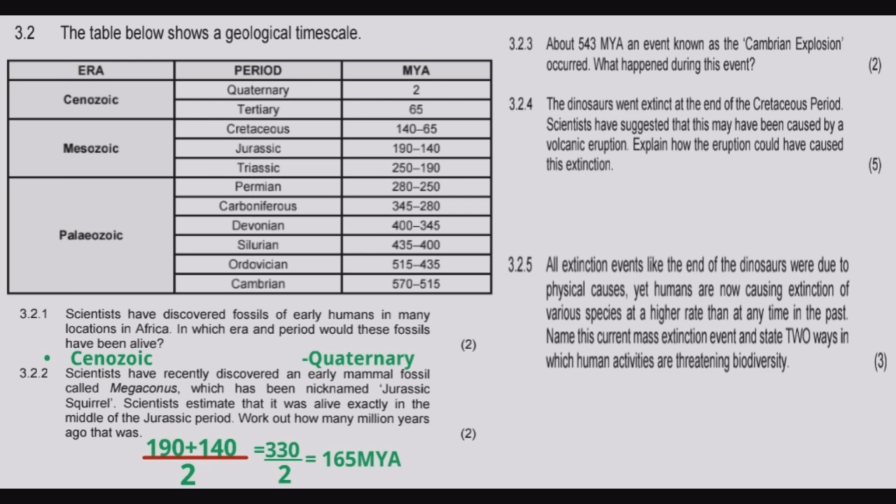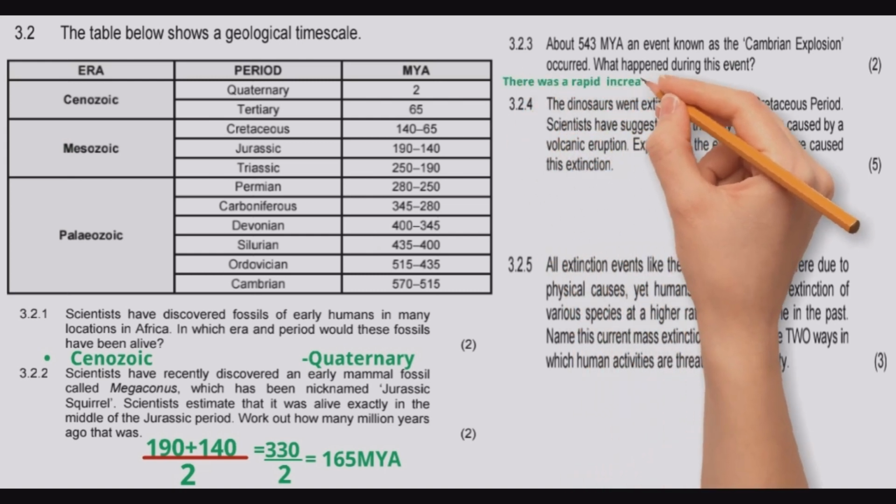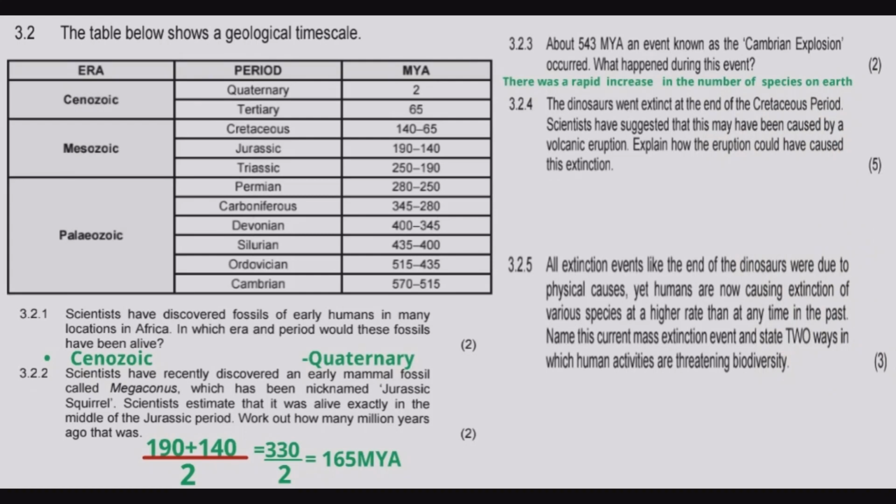We come to question 3.2.3, which was about 343 million years ago, when an event known as the Cambrian explosion occurred. What happened during this event? What happened is there was a rapid increase in the number of species on Earth. This is what happened.